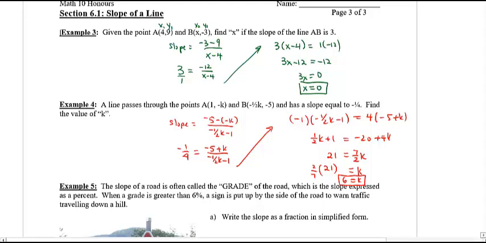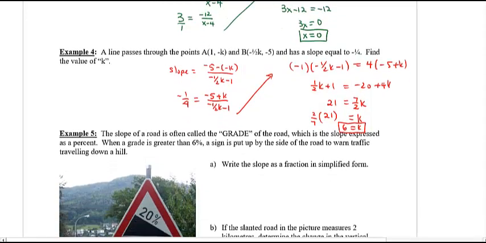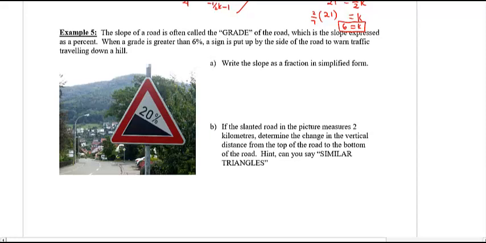Okay, here we go. Number 5. So, I don't know if you've seen these signs before when you're driving around. Maybe you're not driving, but your parents are. But a slope of a road is often called the grade of the road, which is really the slope expressed as a percentage. So when a grade is greater than 6%, they have a sign that they put up because that means it's pretty steep, okay? To warn that you're going down a pretty steep hill.